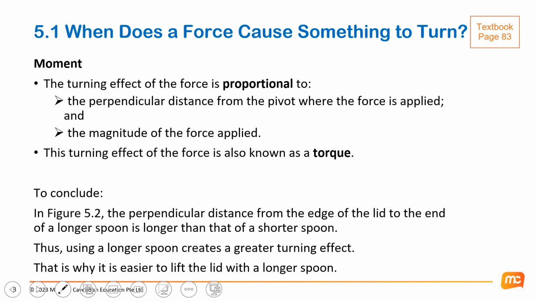Now, the turning effect of force is proportional to two things. One, the perpendicular distance from the pivot, and two, the magnitude of the force. Another word for moment is known as torque. So torque, you might have seen when you are looking at, for example, car shows like the Grand Tour, or if you're reading magazines about cars, or reading up about engines. Torque is essentially the same as a moment. However, for our context in the syllabus, we are going to use the term moment instead of the word torque.